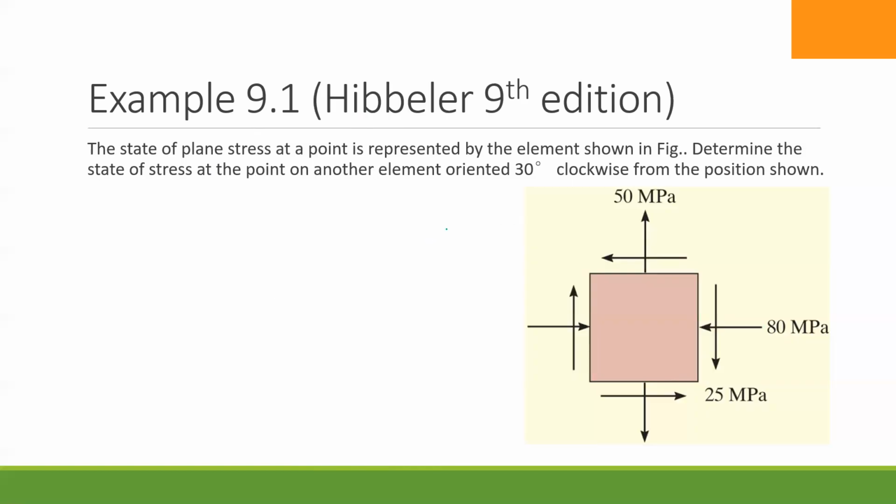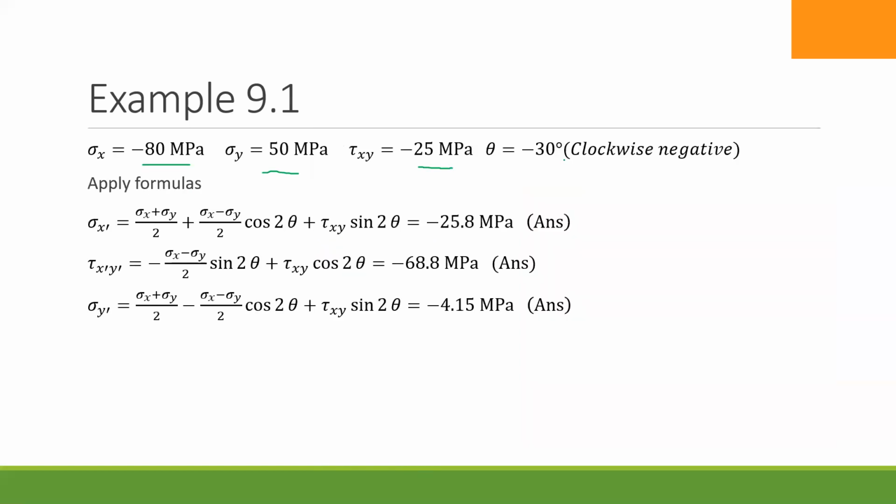I also want to write the angles. If our angle is counterclockwise, it is positive, and clockwise direction is negative. Therefore, if the question is clockwise, I have to write negative 30. Clockwise direction is negative in our coordinate system. Let's start our formulation.